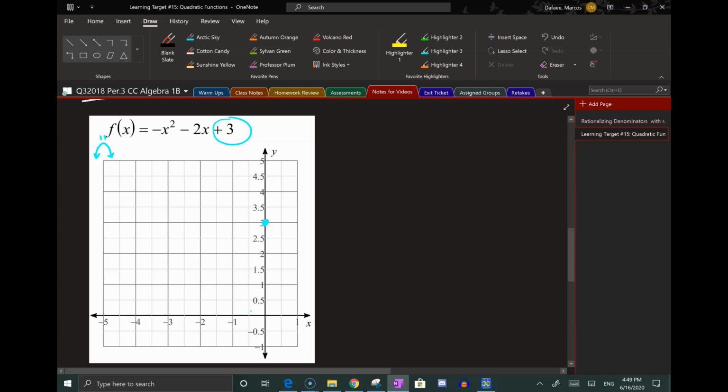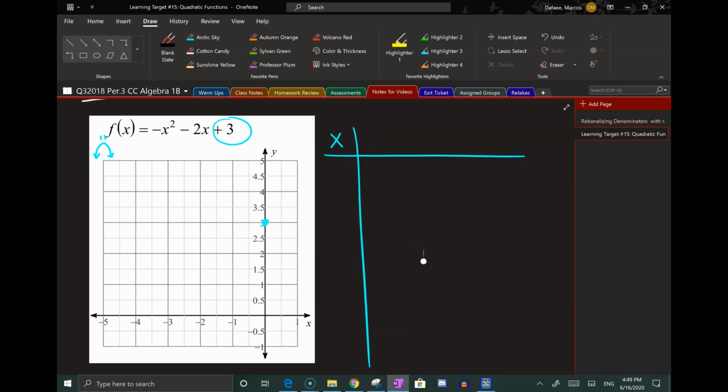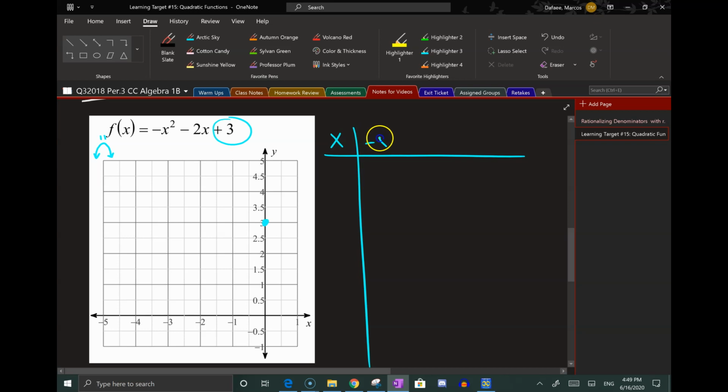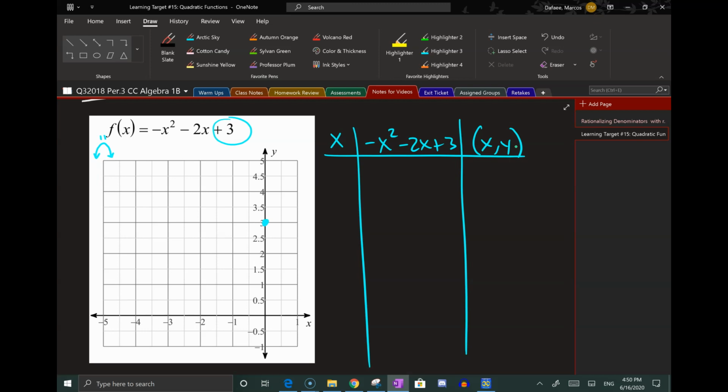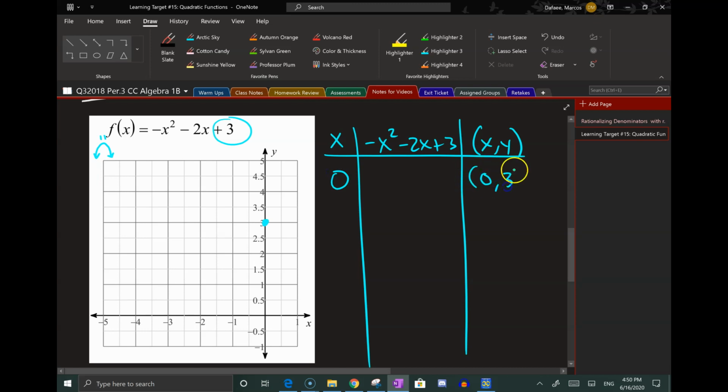So let's go ahead and jump in. So now that I have my point, I'm going to create my table. Here's my input. And then my expression goes here. So -x² minus 2x plus 3. Then I have my input-output combination, or my ordered pair. All right, so as I did before, I know what happens when x is 0.